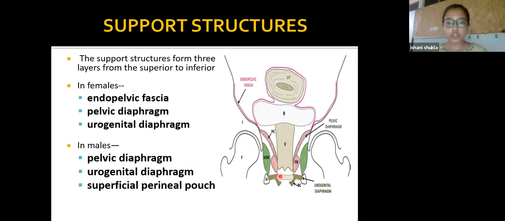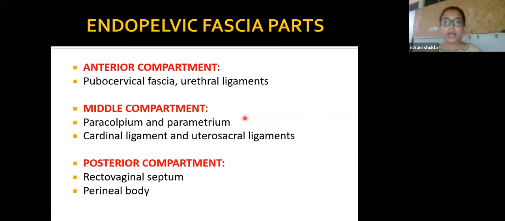The endopelvic fascia lies immediately beneath the peritoneum, and it encloses the pelvic organs and levator ani in a continuous sheath. The parts of the endopelvic fascia include, in the anterior compartment, the pubocervical fascia, which extends from the pubic bone to the anterior vaginal wall, and the urethral ligaments, which connect the pelvic bone to the urethra, and include the periurethral, paraurethral, and pubourethral ligaments.